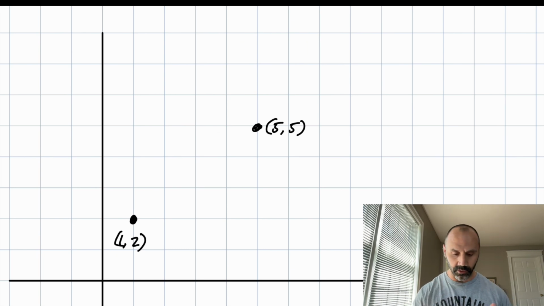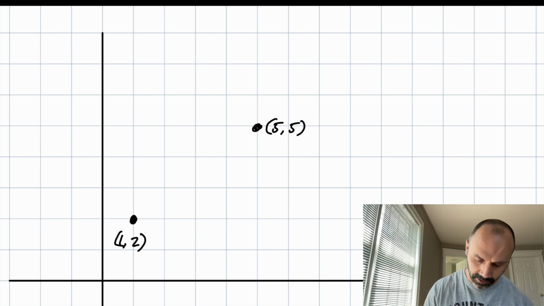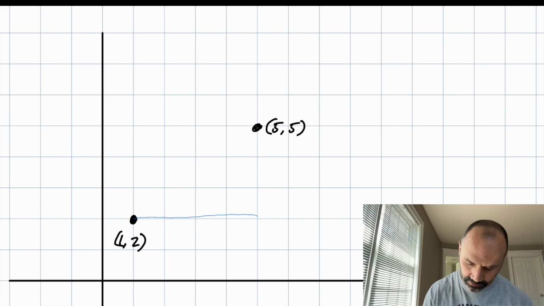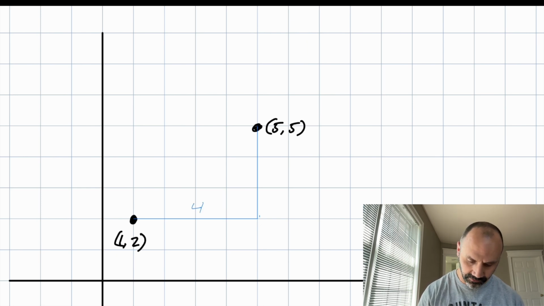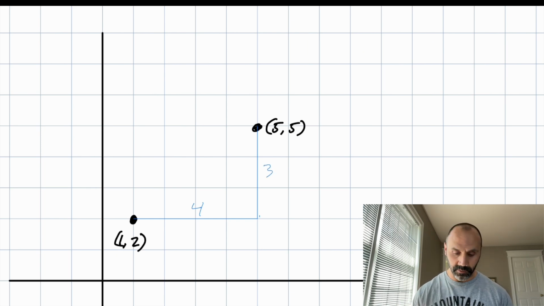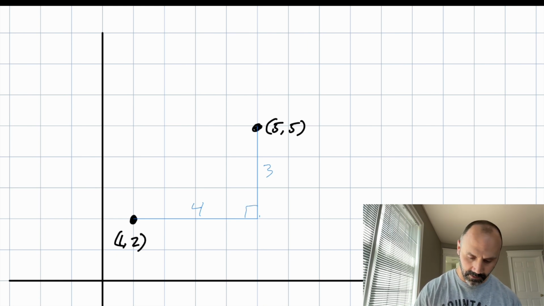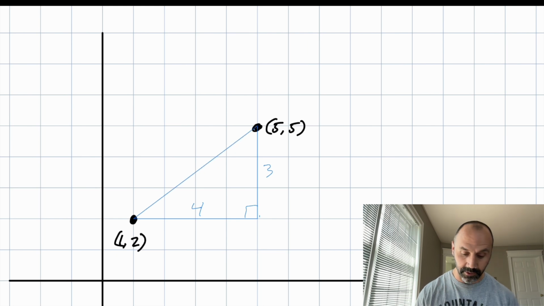So check this out. In order to get from one point to the other, I can go to the side, and then I'm going up a certain amount, right? And so I can tell from what I'm doing here that I'm going over to the side. This is 4, and then I'm going up 3. And this makes a right triangle, right? Because this here, that's a right angle. And so then the distance from here to here is going to be the hypotenuse of this right triangle.